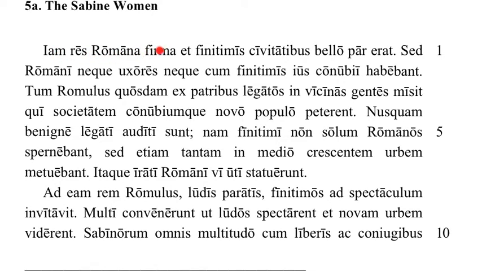Iam res Romana firma et venitimis civitatibus bello par erat. Okay, pretty simple. Subject here, Romana erat firma. So Rome is two things: one, firma, and two, par. Par is an adjective that takes the dative, which is what we have here with venitibus civitatibus, and in what? Ablative bello, war. Sed Romani neque uxores, neque cum finitimis jus connubii habebant.